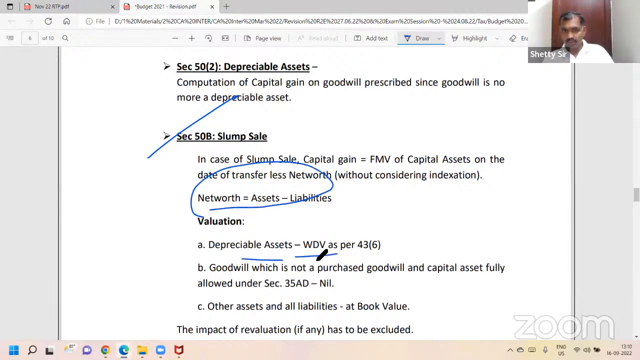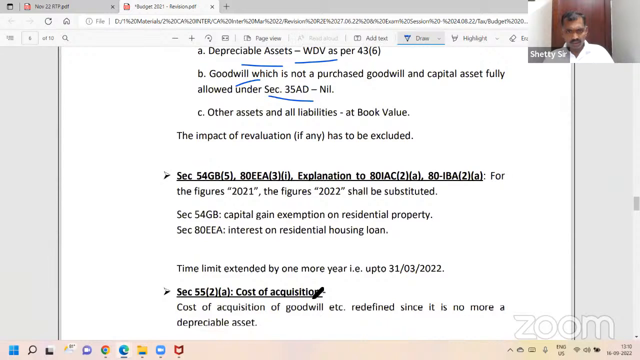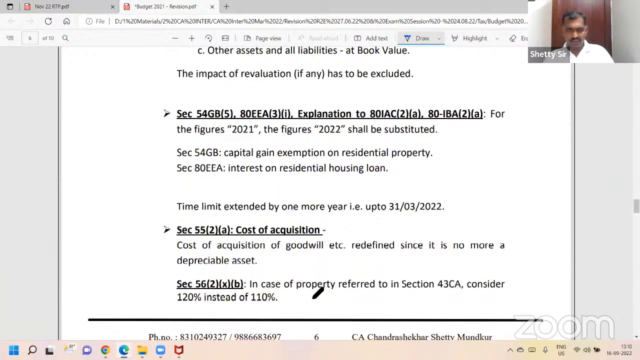For depreciable assets take WDV; for goodwill under 35AB(?) take nil. Yesterday only I dictated this. All the rest of the liabilities at book value. 54GB you don't need now, it is not in your syllabus.